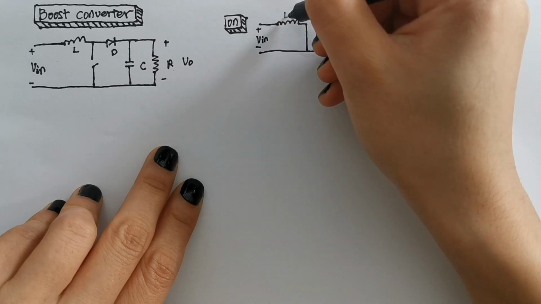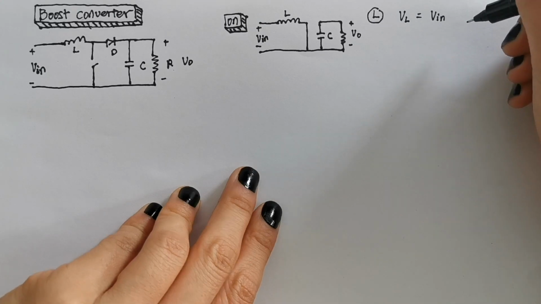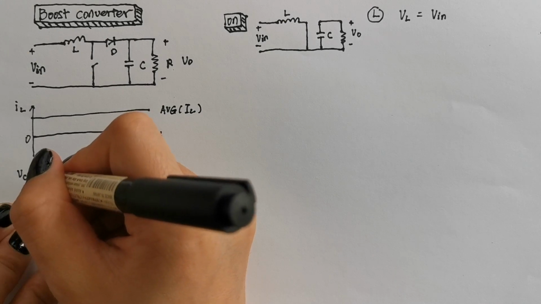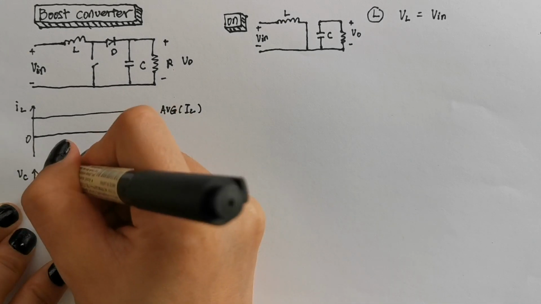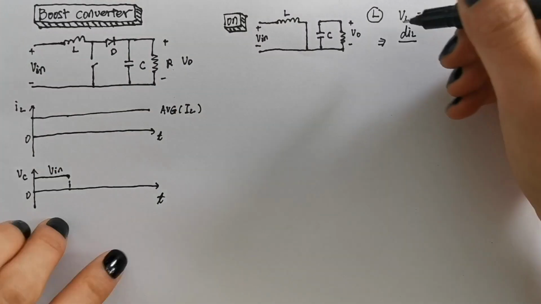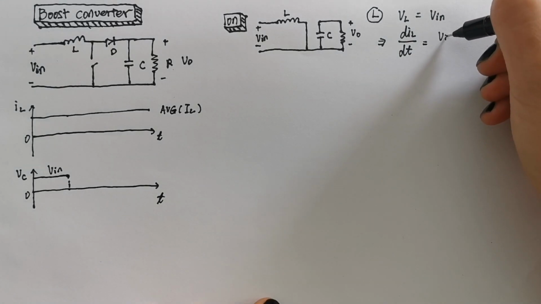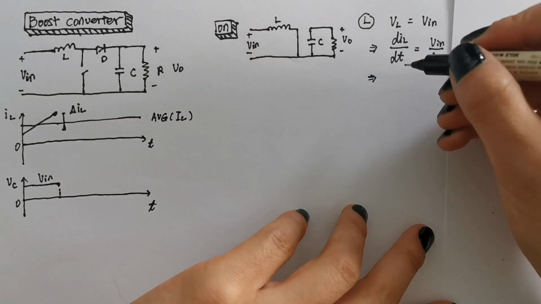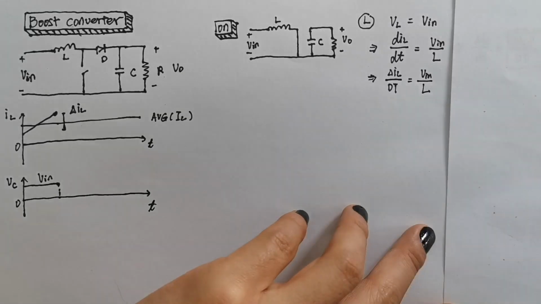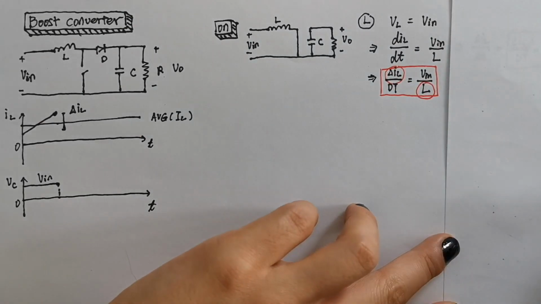When the switch is on, the equivalent circuit looks like this. The voltage on the inductor is Vin. So let's put the Vin on the voltage waveform of VL. Then we know that the inductor relationship is di/dt equals Vin divided by L. After rearranging, we can get the relationship between the current ripple and the inductor, which is delta IL divided by dt equals Vin divided by L.